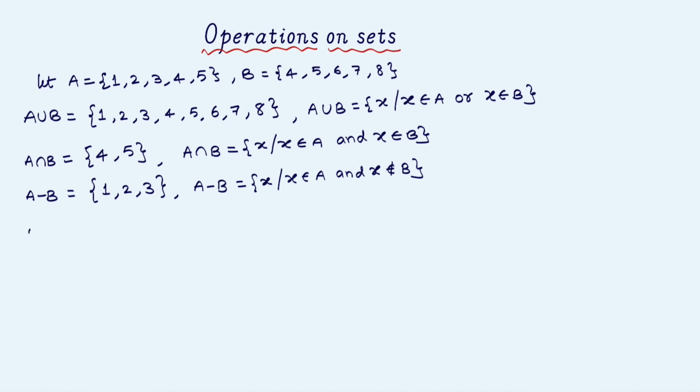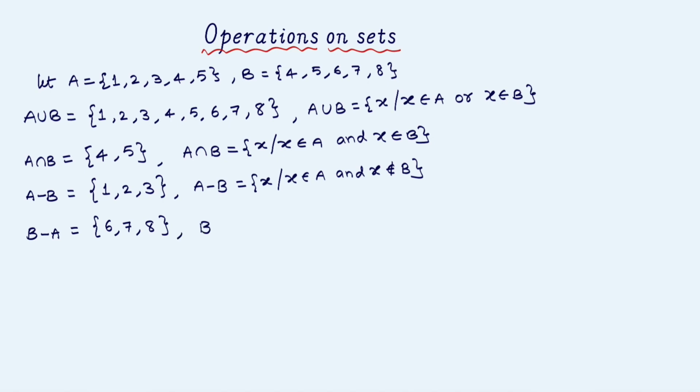But A minus B will not be equal to B minus A. B minus A is different. So if you write B minus A, you have to write only the elements of B. What are the only elements of B? 4 and 5 are also elements of A, so we should not take 4 and 5. In B minus A we get only 6, 7, 8. So these are only elements of B. So this is B minus A.